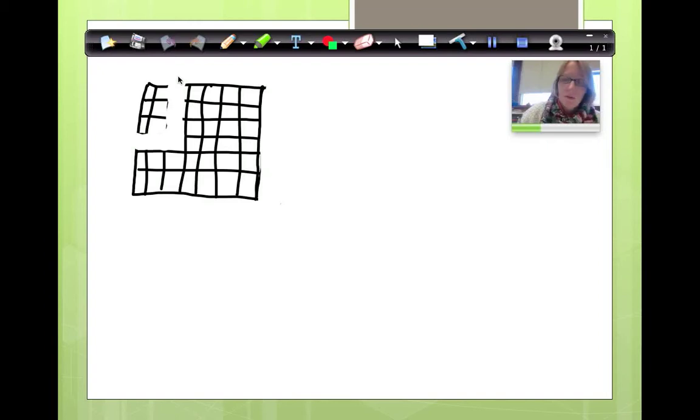I'm losing my mouse. Oops. Where is it? There it is.